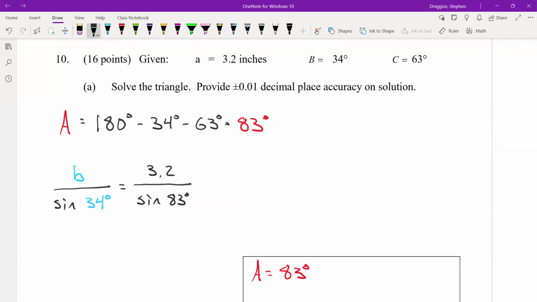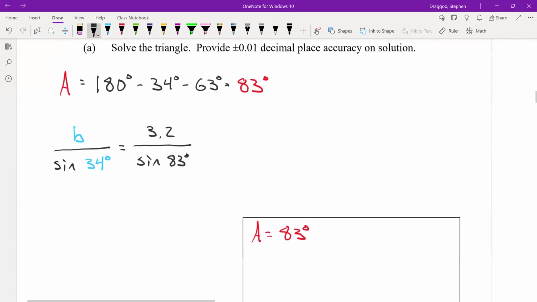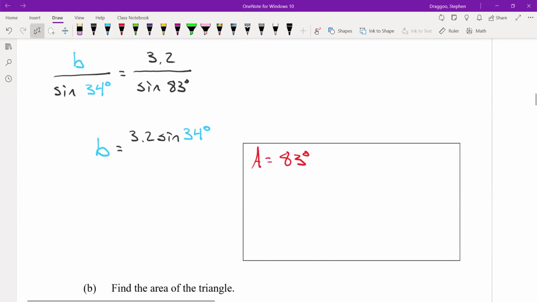To get B by itself, multiply that sine 34 to the other side. So B is 3.2 sine of 34 degrees divided by the sine of 83 degrees. And I can go punch that into a calculator.